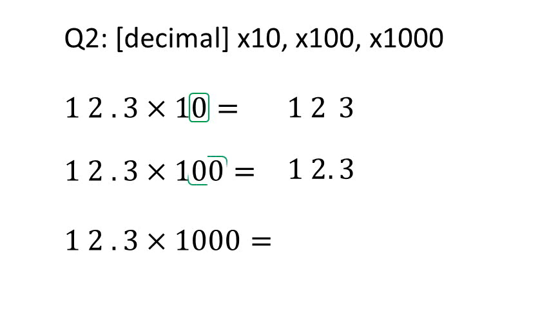Next, 12.3 times 100. Since 100 has two zeros, you move the decimal point two places to the right. So the answer is 1,230 point, or just 1,230. Lastly, 12.3 times 1000. Since 1000 has three zeros, you can move the decimal point three places to the right. So the answer is 12,300 point, which is just 12,300.